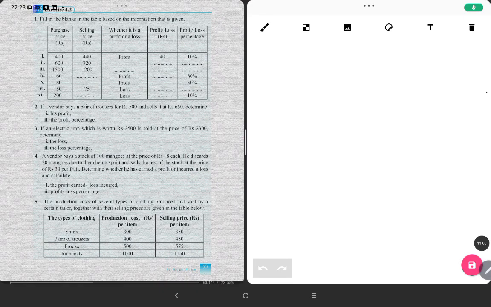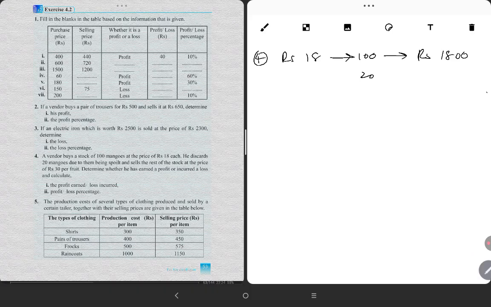Okay, question number 4 is, a vendor buys a stock of 100 mangoes at the price of 18 each. So he is buying one mango at 18 rupees each, and he is buying 100 mangoes, which is how much rupees? So 100 times 18 is 1800. He discards 20 mangoes due to them being spoiled and sells the rest of the stock at the price of rupees 30 per fruit. So now he discards 20 out of this, so he has only 80 to sell, right?